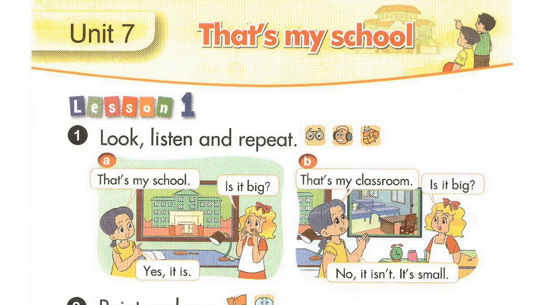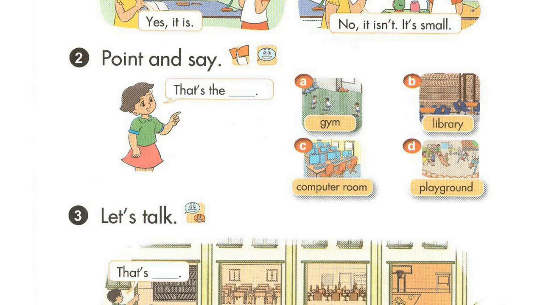Page 46, Unit 7. That's my school. Lesson 1. Activity 1. Look, listen, and repeat. A. That's my school. Is it big? Yes, it is. B. That's my classroom. Is it big? No, it isn't. It's small. Activity 2. Point and say. That's the gym.